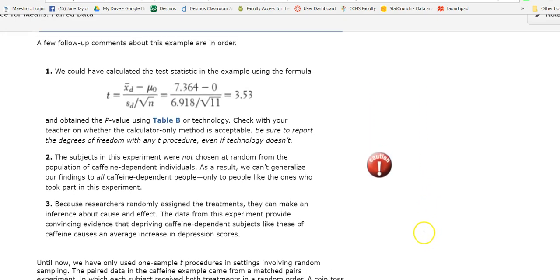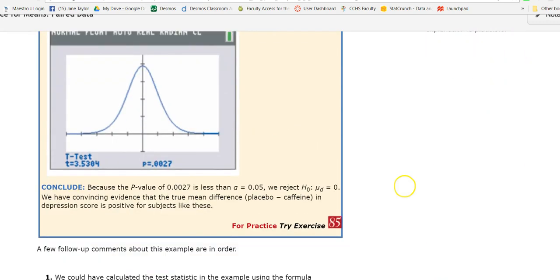Here's, because the p-value of 0.0027 is less than alpha of 5%, we reject the null hypothesis that the mu of the differences is really 0. We have convincing evidence that the true mean difference, placebo minus caffeine, in depression score is positive for subjects like these. Now realize this little last part is because we can't generalize these results to all people, but only people maybe similar to those who took part in the study, those volunteers. So at least we know that this difference is significant, is statistically significant.